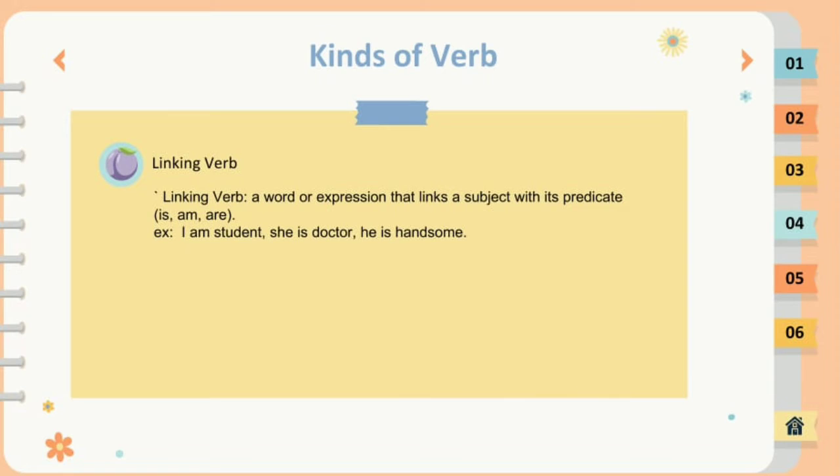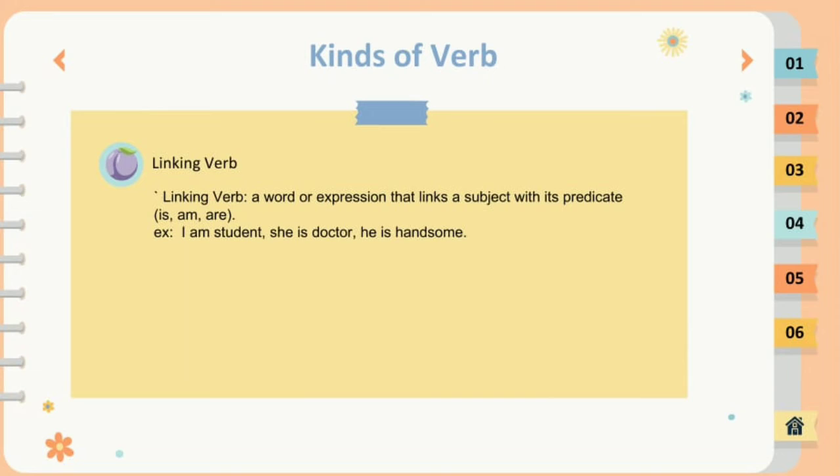The last kind of verb is linking verb. A linking verb is a word or expression that links a subject with its predicate, such as is, am, are. The example: I am a student. I becomes the subject, am becomes the verb. What kind of verb here? It's a linking verb. So "I'm a student" is a perfect sentence because it contains the subject, verb, and object.